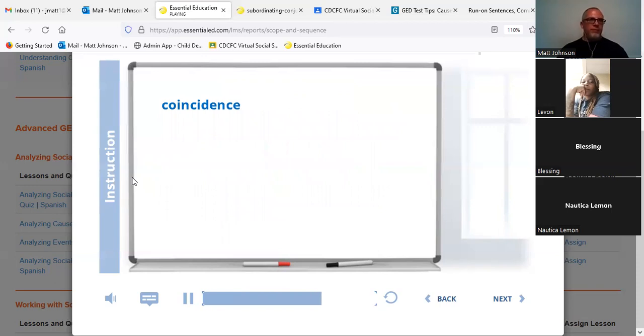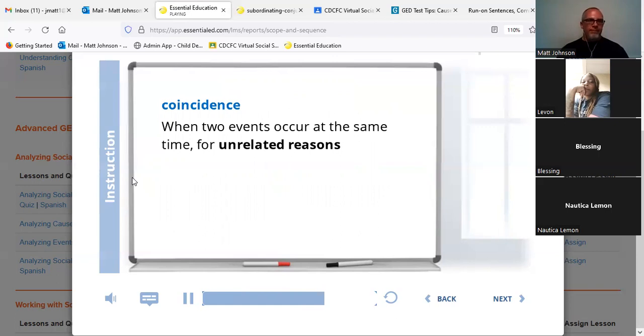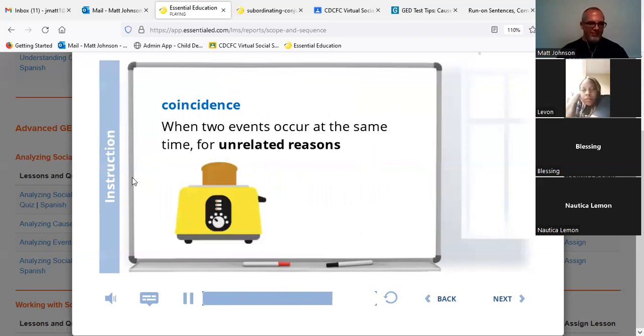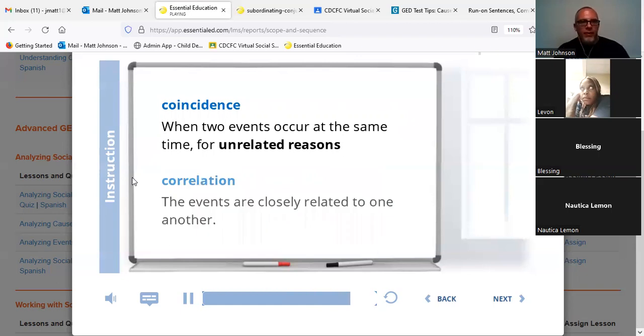A coincidence is when two events occur at the same time for unrelated reasons. So, if my toast pops up at the exact moment my mother calls, those two things don't have anything to do with each other, unless my mom has become a toaster psychic. This would just be a weird coincidence. A correlation means that the events are closely related to one another. Coincidences don't give you any useful information to work with. They just happen by chance. What do you say? Want to give it a try? See if you can identify a correlation.